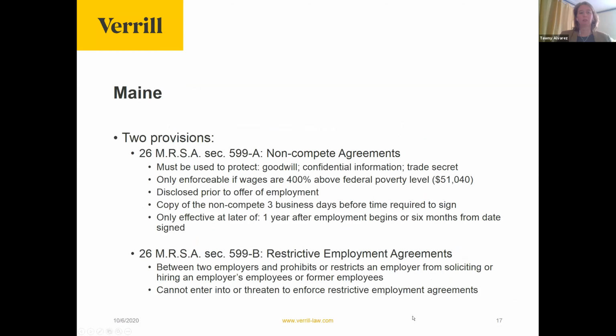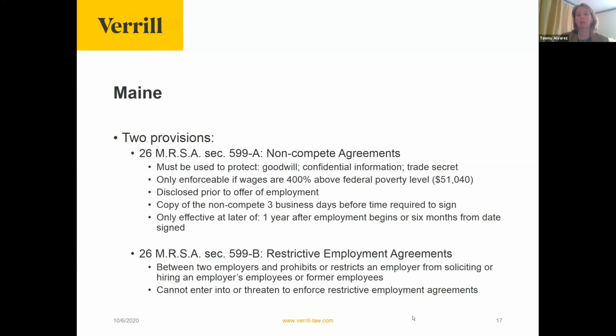If we jump into Maine, Maine's non-compete statute went into effect September 19th of 2019. There were two specific provisions. One is 26 MRSA section 599A, and that's directly related to non-compete agreements. And then section 599B deals with restrictive employment agreements. Under the non-compete agreement statute, it must be used to protect goodwill, confidential information, and trade secrets. So it must protect more than that. If a confidentiality agreement or a non-solicitation agreement could accomplish those goals, then a non-compete wouldn't be appropriate. So we really want to make sure that the language is talking about goodwill, customer relationships, those type of things.